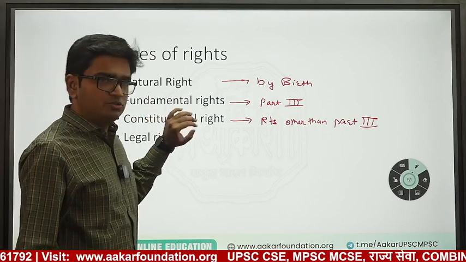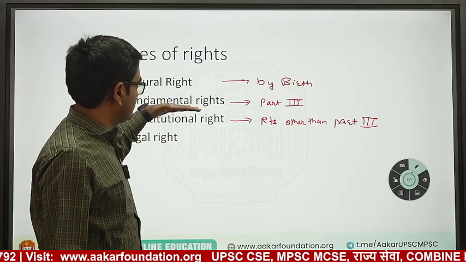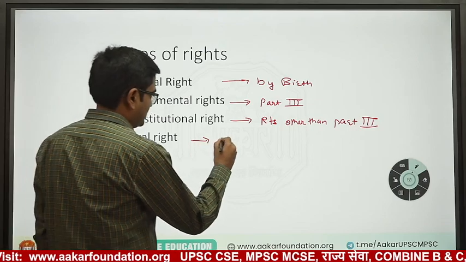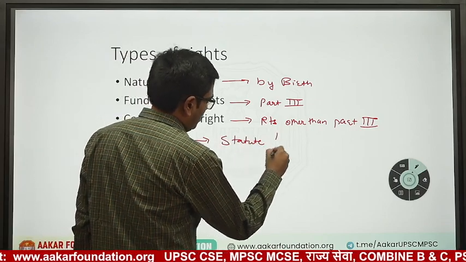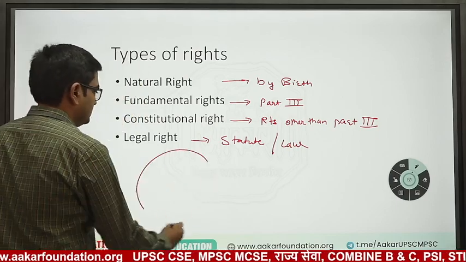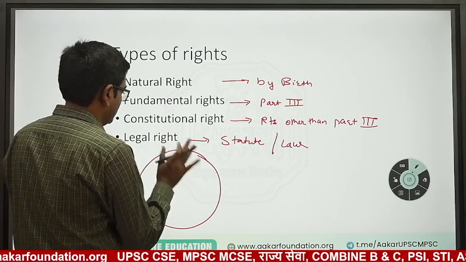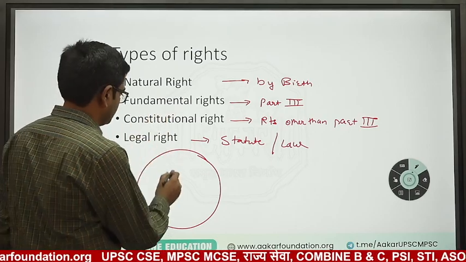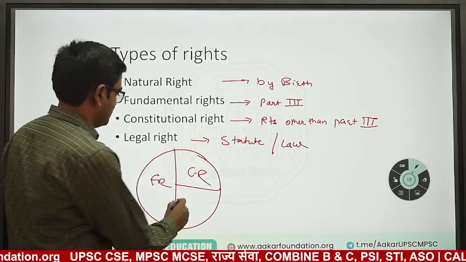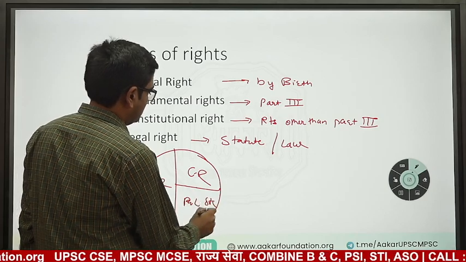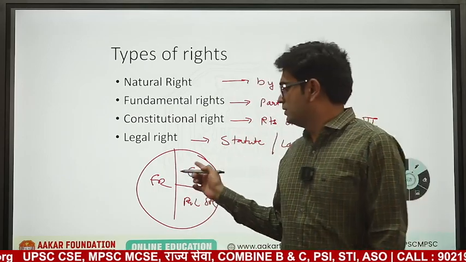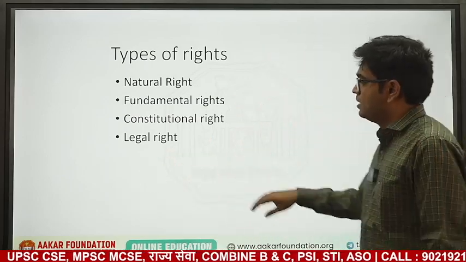Basically fundamental right is also a constitutional right, no problem in it, but if you want to separate it, then fundamental rights will be part 3, constitutional rights other than part 3. And legal rights means by statute or by law, state law, parliamentary law, anything, that is a legal right. So legal right is a bigger circle. You can put all the constitutional and fundamental rights into legal rights. For example, these may be fundamental rights, these may be constitutional rights, and these may be parliamentary law or state law. All these are legal rights. So legal right is a big set, and fundamental rights and constitutional rights are the subsets.